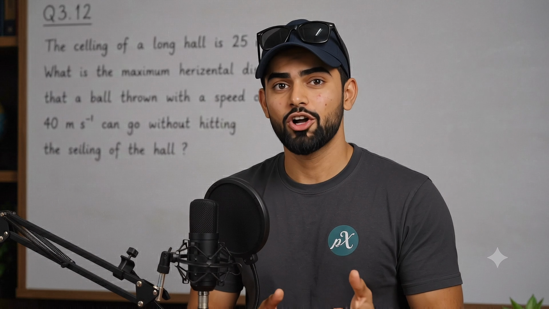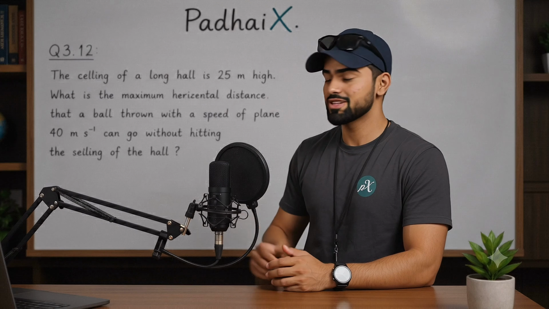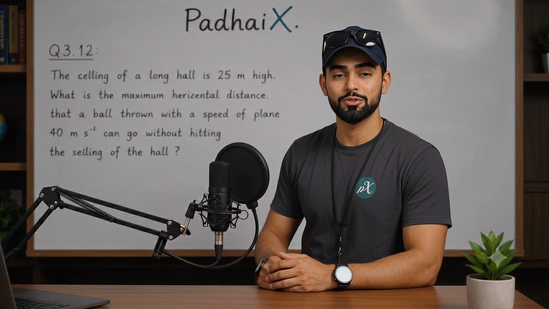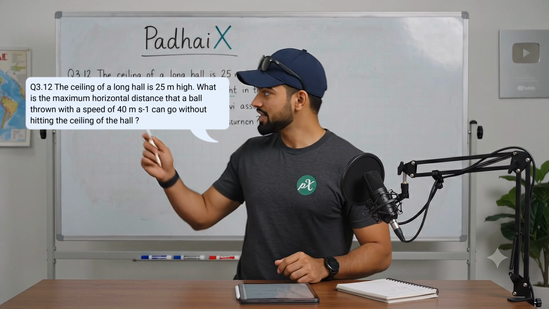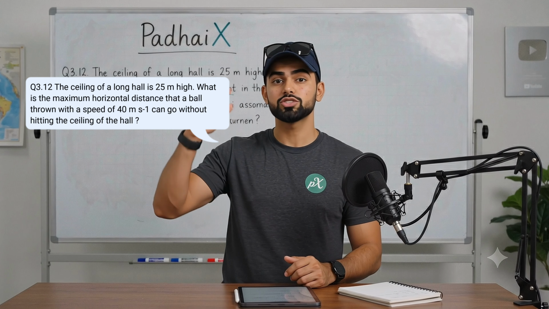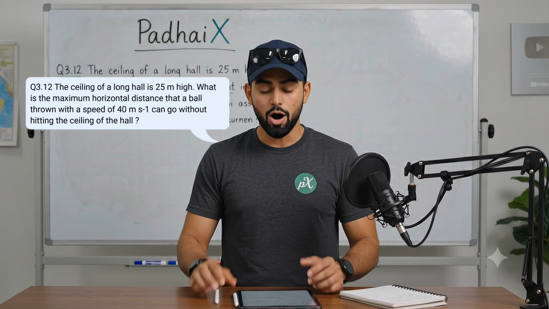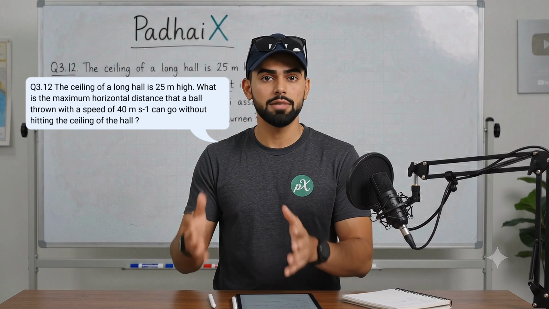In this video, we'll solve NCERT Class 11 Physics, question number 3.12 from the chapter Motion in a Plane. Let's understand the question first. Imagine a very long hall whose ceiling is 25 meters high. Now, a ball is thrown with a speed of 40 meters per second. The challenge is to find the maximum horizontal distance the ball can travel without touching the ceiling.